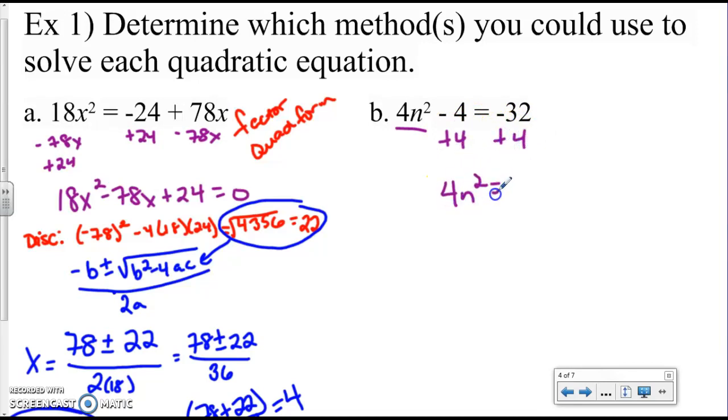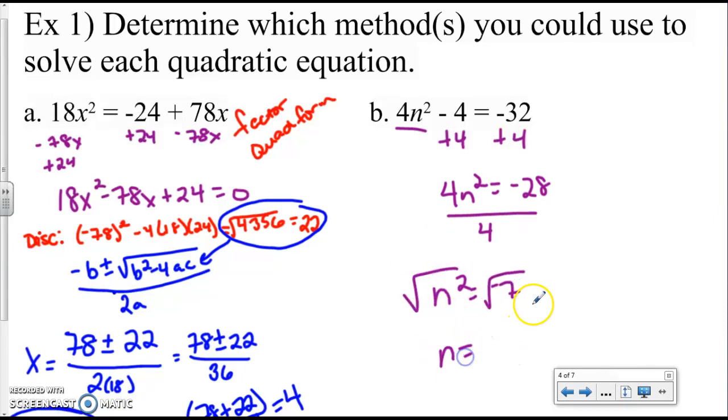So I have 4n squared equals negative 28. I'm going to divide everything by 4 to get negative 7, and then take the square roots. So remember, the square root of negative 7 is plus or minus i square root of 7.